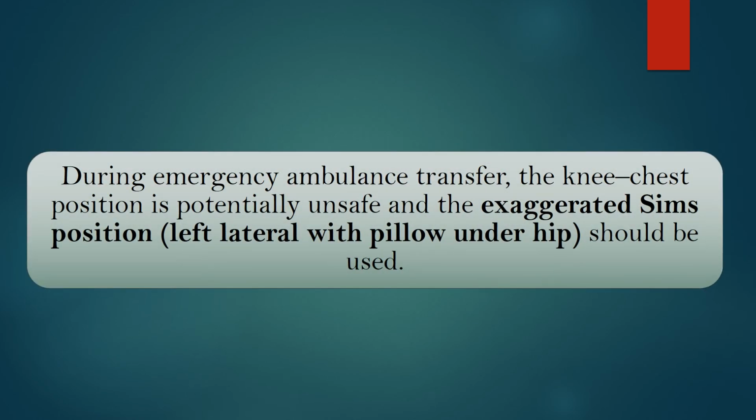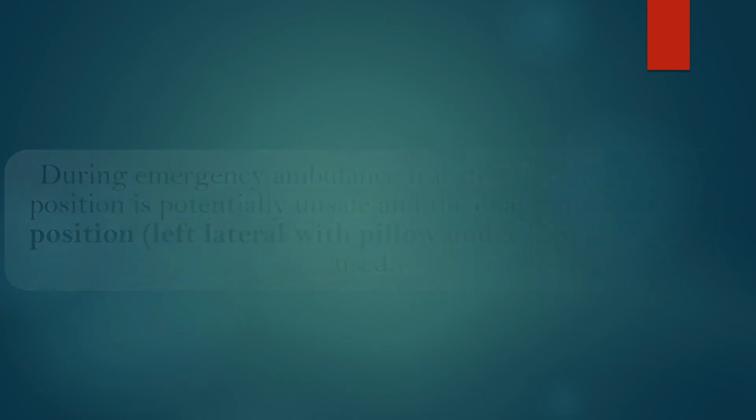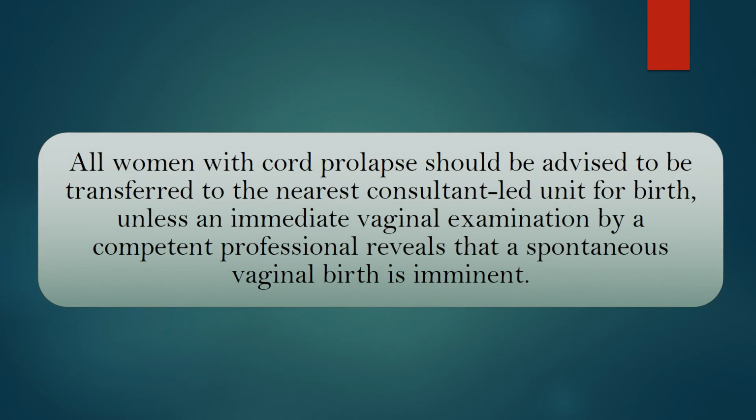During emergency ambulance transfer, the knee-chest position is potentially unsafe, and the exaggerated Sims position, or the left lateral with pillow under hip, should be used. All women with cord prolapse should be advised to be transferred to the nearest consultant-led unit for birth unless an immediate vaginal examination by a competent professional reveals that a spontaneous vaginal birth is imminent.